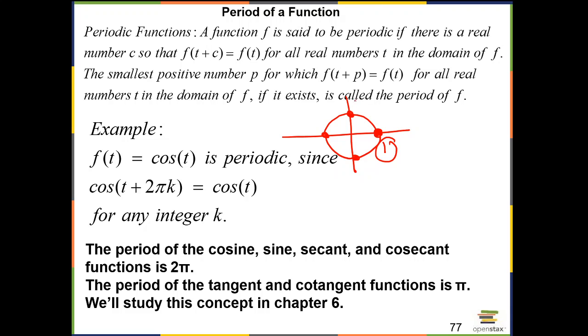Let's say, for example, we are at 90, like pi over 2. When is it that the cosine again becomes 0? Well, 2 pi later, right? If you add 2 pi, you go back to 0. All right. And the period for cosine ends up being 2 pi. In fact, the period for cosine and sine and secant and cosecant are all 2 pi. And the period for tangent and cotangent is pi. We'll study this in chapter 6, as I said.